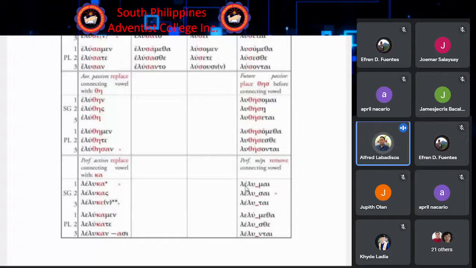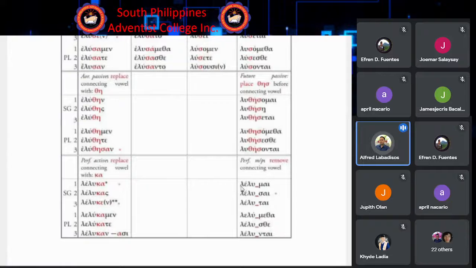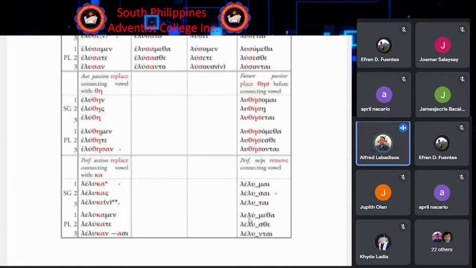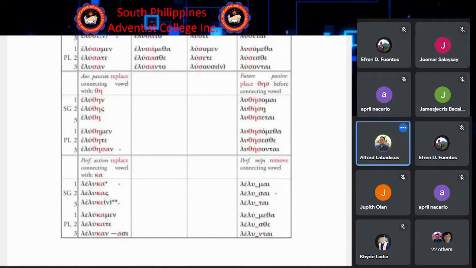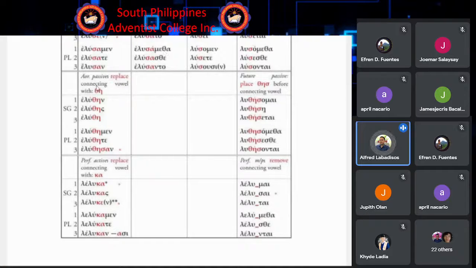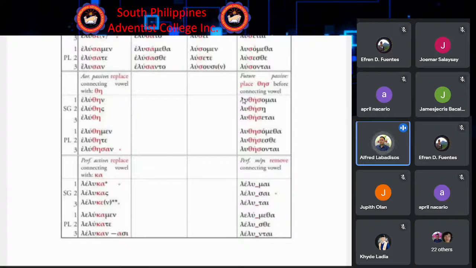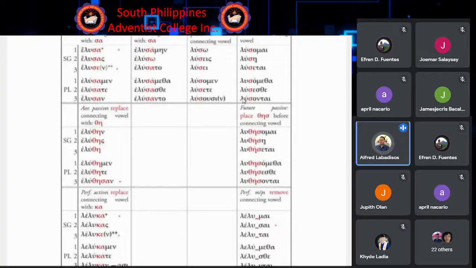Then we have the reduplication of the verbal stem. So that's why we have lelumai, lelusai, leluntai, leluemetha, leluesthe, lelyntai. Okay? So these are all the tenses of the indicative mood. We have the present, the imperfect, the future, the aorist, and the perfect. Please take note of those.